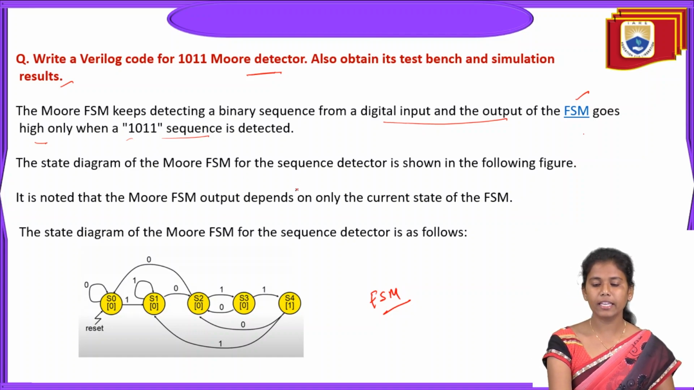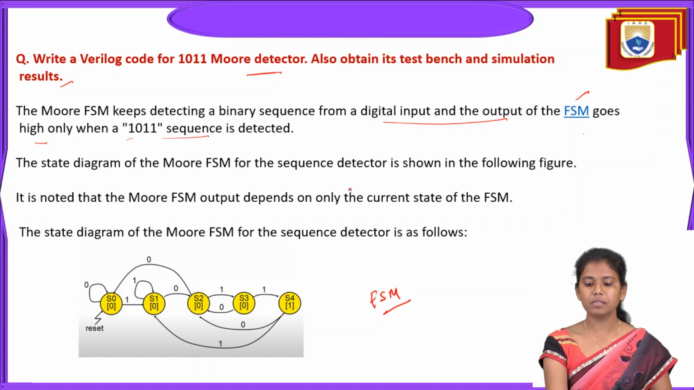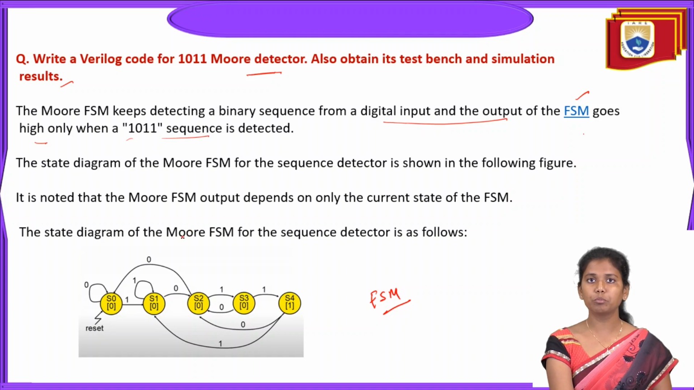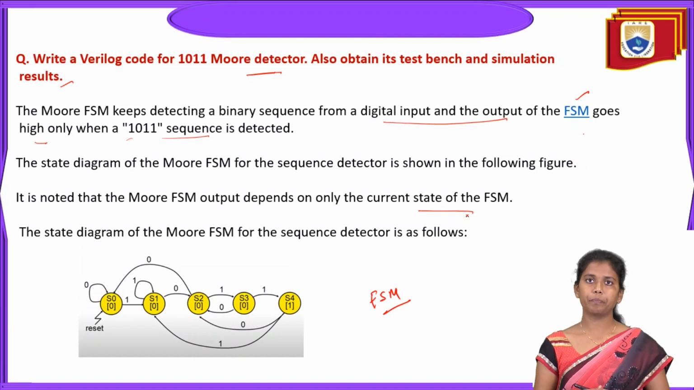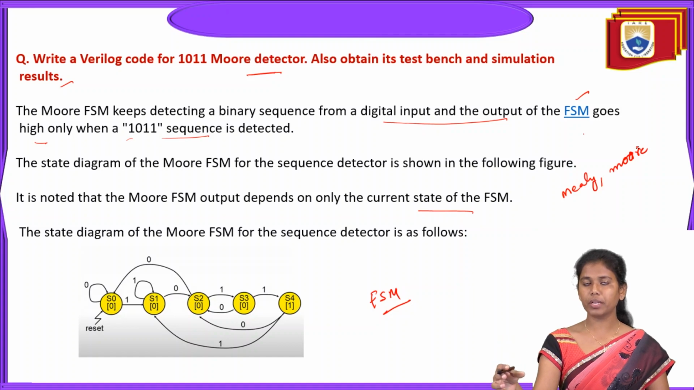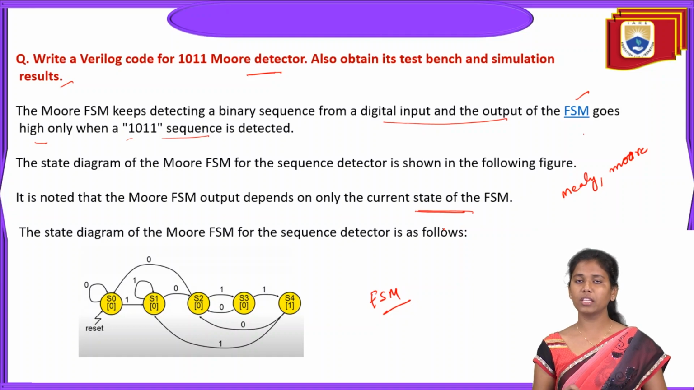Now the state diagram of the Moore FSM, as our question is based on the 1011 mood detector. Here the FSM is a sequence detector, 1011 is the sequence to detect, and it is noted that the Moore FSM output depends only on the current state of the FSM. As we have differentiated Mealy and Moore, Moore considers the output only on the current state of the inputs.